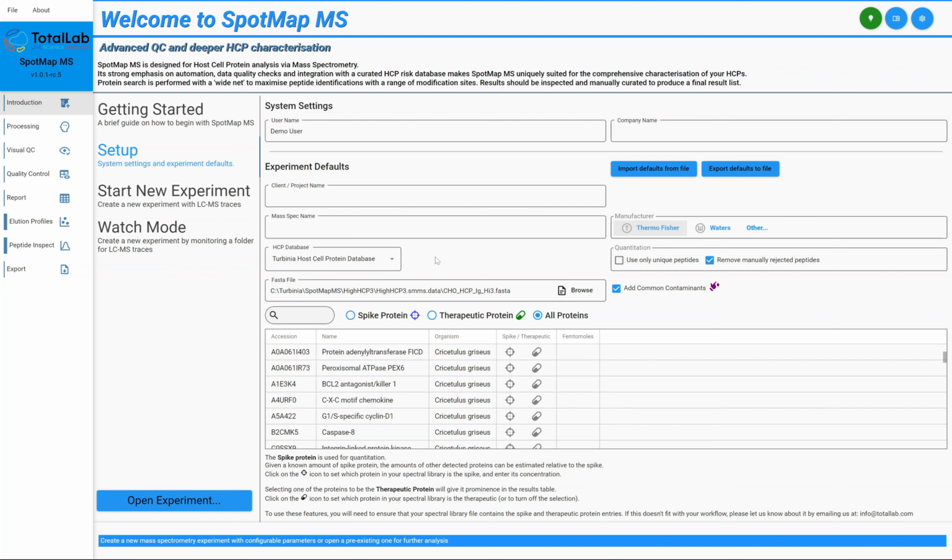So we performed this a couple of months ago, but this is not a continuously ongoing service. So we give people a host cell protein database that is something to start them off with. However, a lot of companies have their own IP, have their own host cell protein database that is specific for their platform, their production methods, and they want to obviously be able to use that in an automated context. We can integrate that with the SpotMap MS software. By no means are you limited to just using the database that we've provided you.